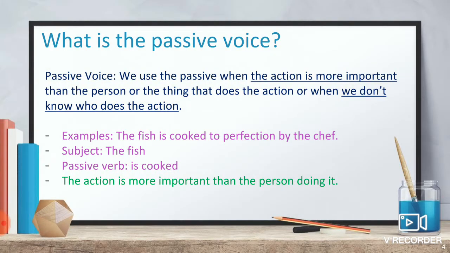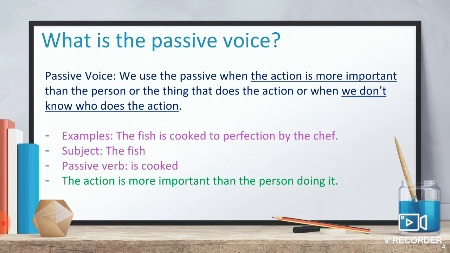What is the passive voice? So the passive voice is something that we use for sentences when we want to show the action that is being done, okay? And that the action is more important than the person or thing doing the action. Or sometimes we don't know who's doing the action. In Arabic, we might call it il-majhul.